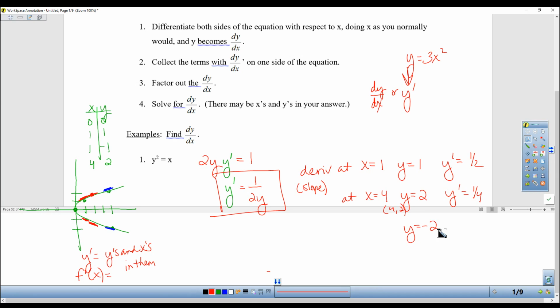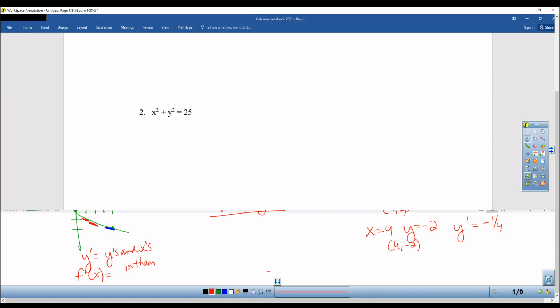And at -2, so x is still 4, but now it's the point (4, -2), the slope is going to be -1/4, because I put a -2 into this formula that I have. So I'm plugging in y's instead of plugging in x's. And that's called implicit differentiation.